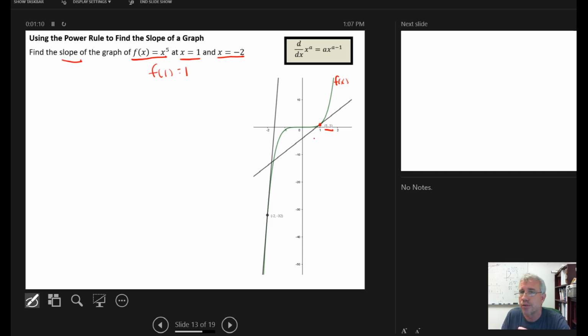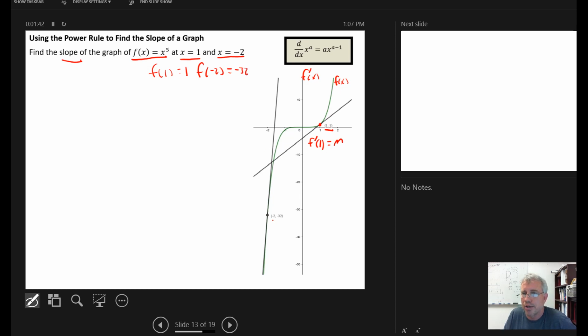And we know that the derivative f prime of x describes the slopes of all of the tangent lines to the graph of f of x. So to get the slope of the tangent line when x is equal to 1, I would just calculate f prime of 1, and that would be the slope of the tangent line at that point, which is also the slope of the graph.